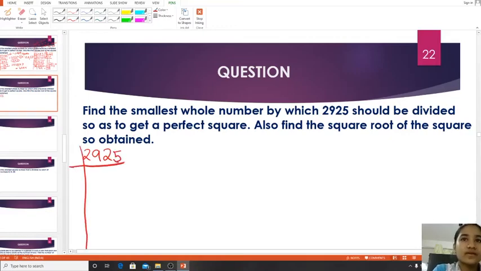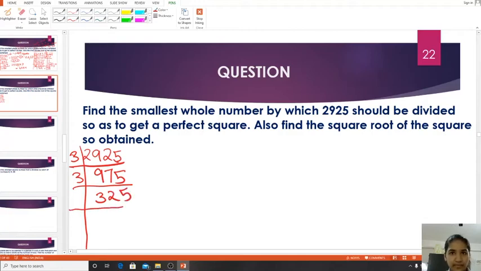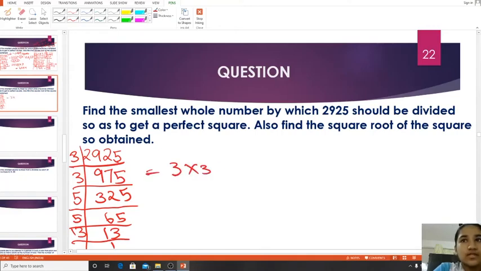Can we go with 3? Yes. 3 into 9, 225. Again with 3, 5. Next we have to take 5, then 5 again, 13, then 13, 1. So it's equal to 3 into 3 into 5 into 5 into 13.